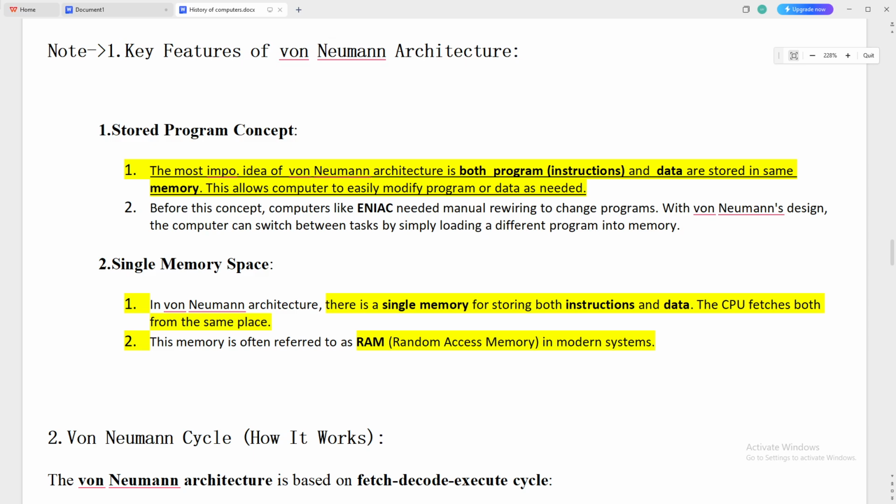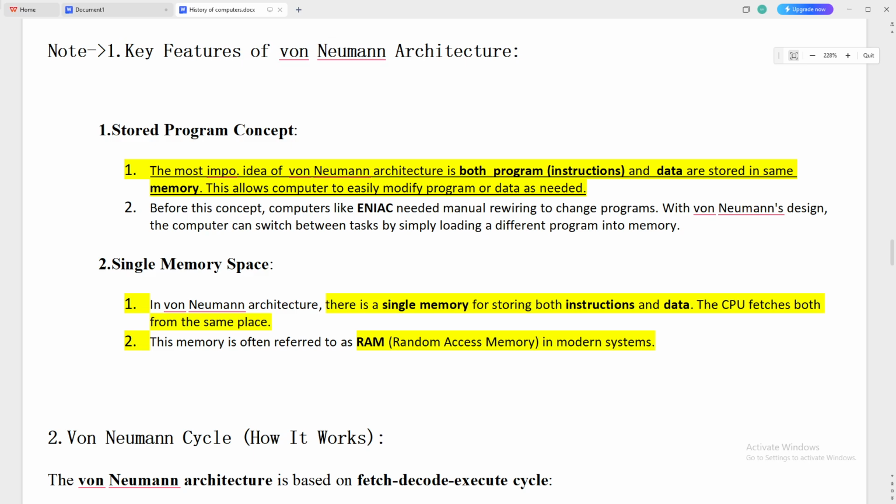So earlier, if you had to change the program, you had to change the wires, because the data was stored separately and the program instructions were stored separately. But all this changed when von Neumann gave the idea: why not store the program instructions and the data in the same memory, instead of storing them separately? Because of that, everything changed, because before that you had to manually change the wires, and just imagine how tedious that task was.